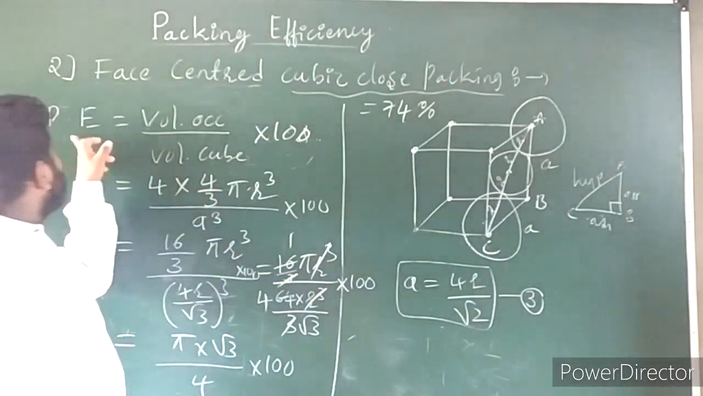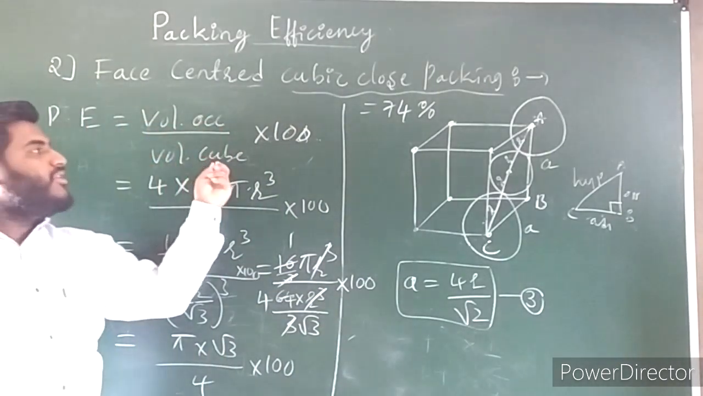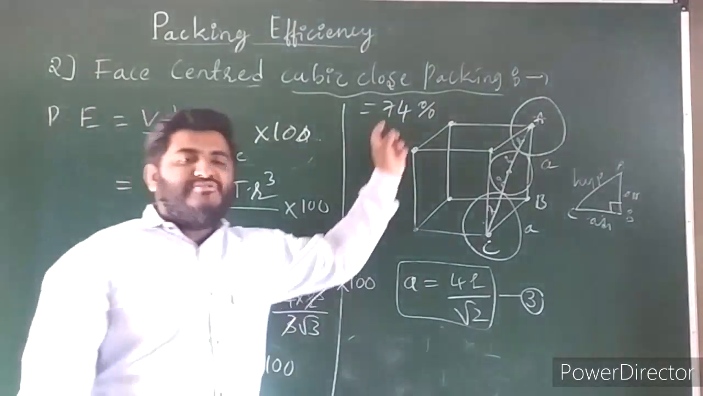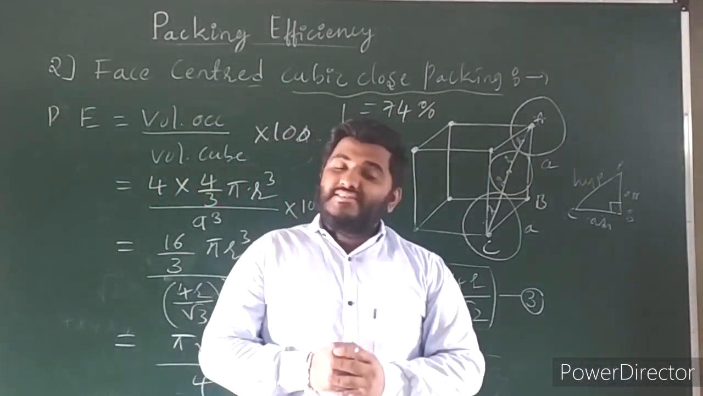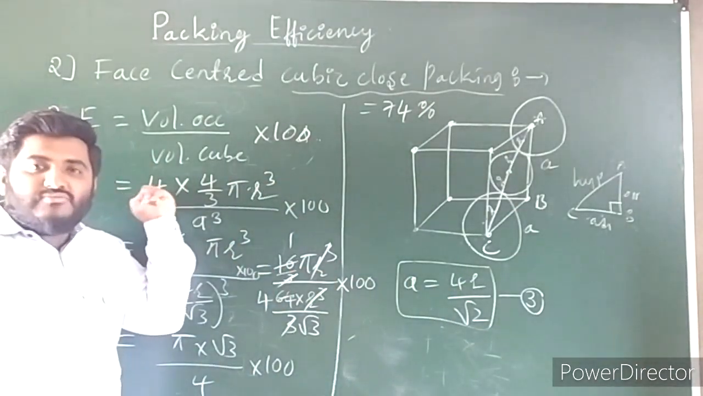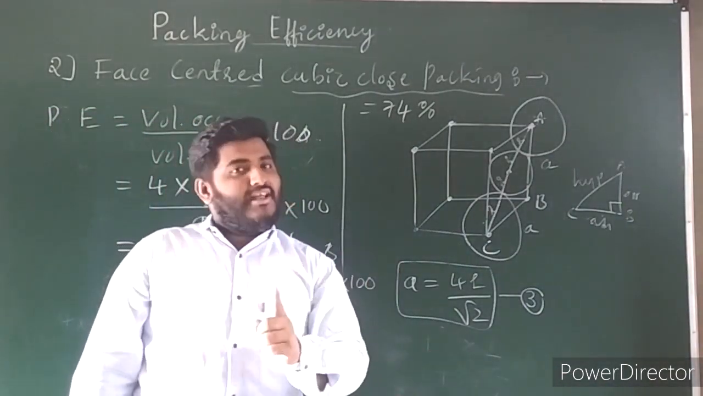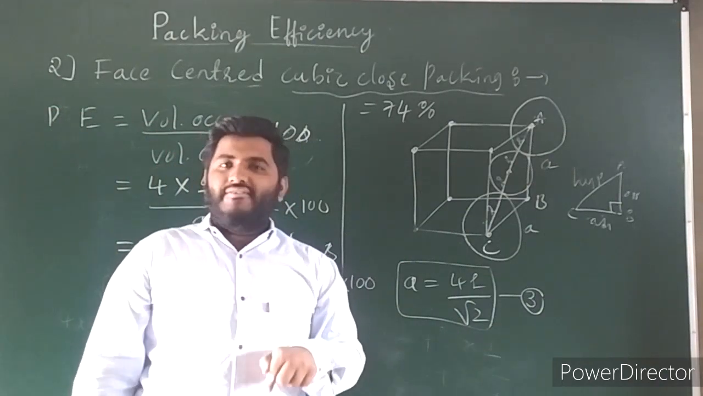Now put the formula: packing efficiency is equal to volume occupied divided by volume of the cube into 100. What is volume occupied? For a FCC unit cell, how many particles are there, guys? For a FCC, total 4 are there. Therefore, I have written here 4. How this 4 comes, I have already told you in the previous classes, first class and second class. Just see those classes. Link is given in the description.